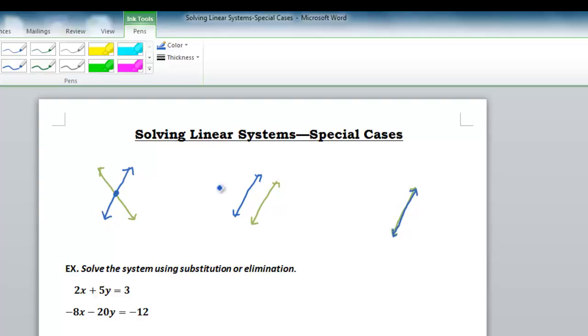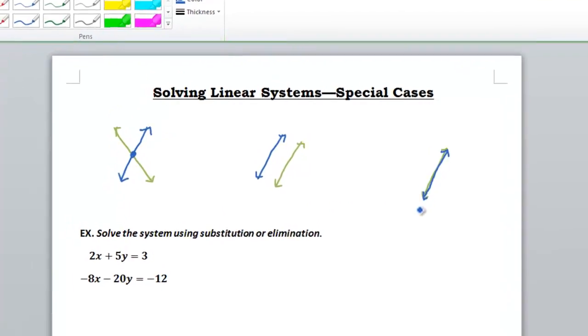So these are the two special cases that we're going to look at in this lesson. A system that is inconsistent, it has no solution, but its equations are independent. And a system that is consistent, it has solutions, but its equations are dependent. They're the same equation. Here we go.